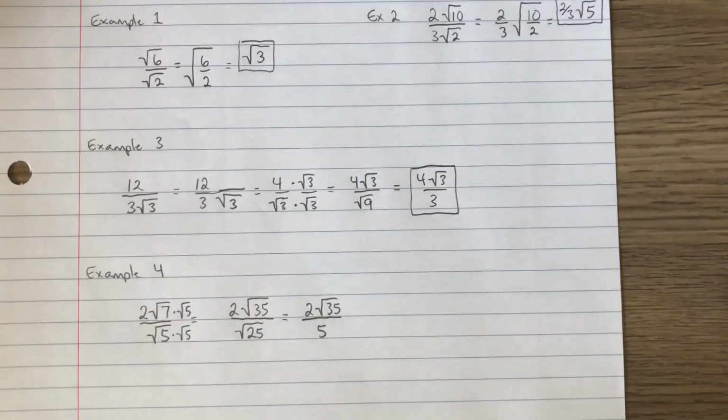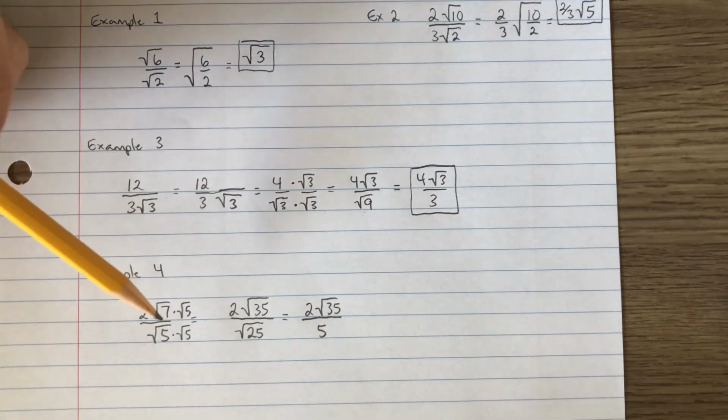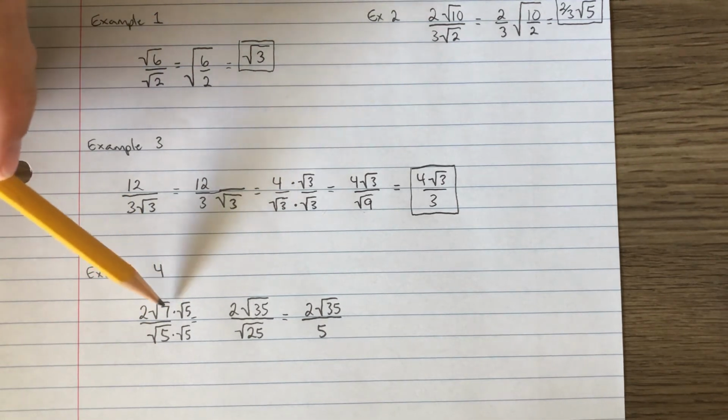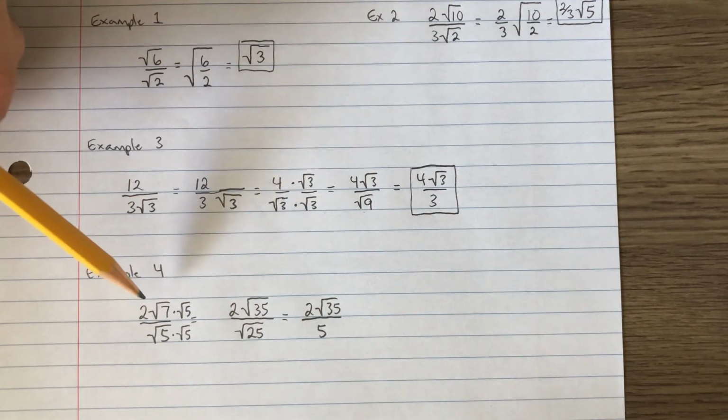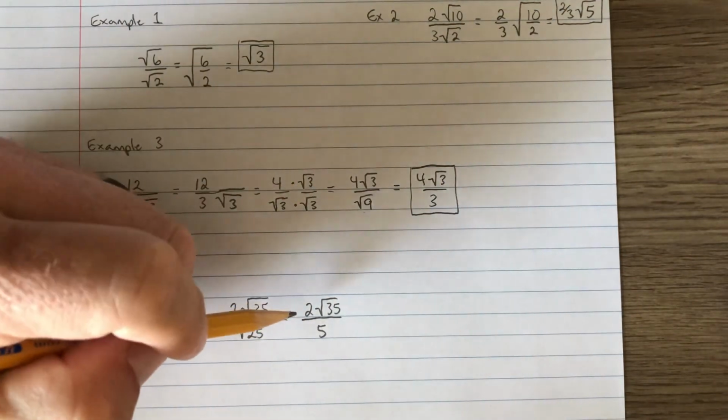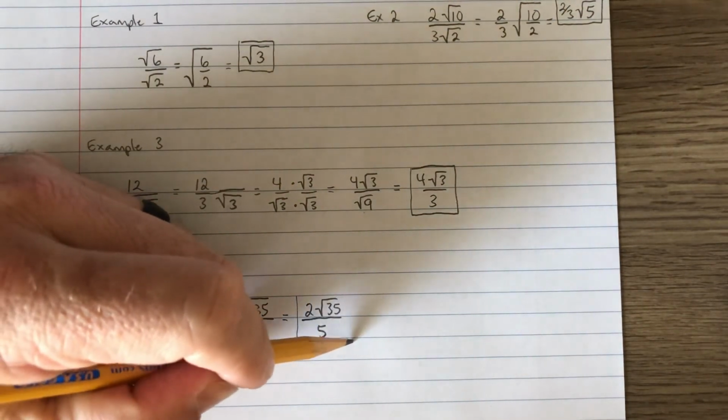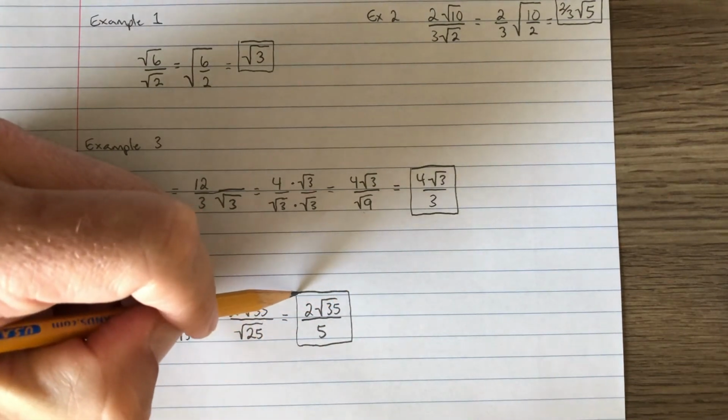If I look at 35, really the only thing I can break it down into is 7 times 5, and neither one of those has a buddy where they could come out of the radical. So my final answer would be 2 times the square root of 35 divided by 5.